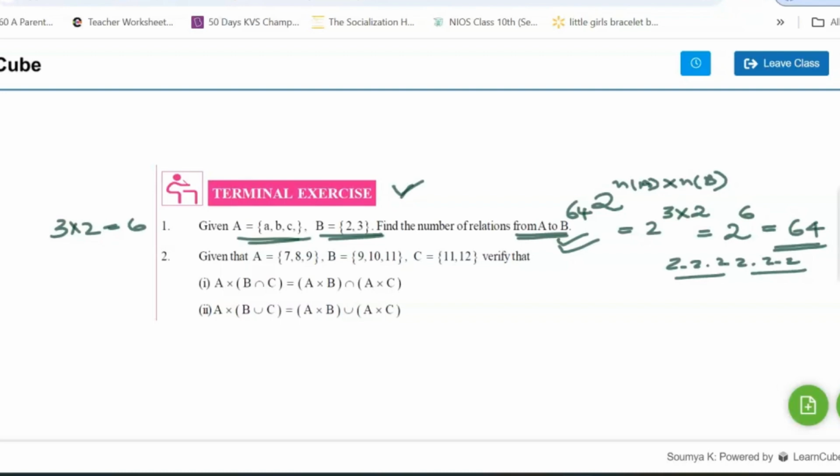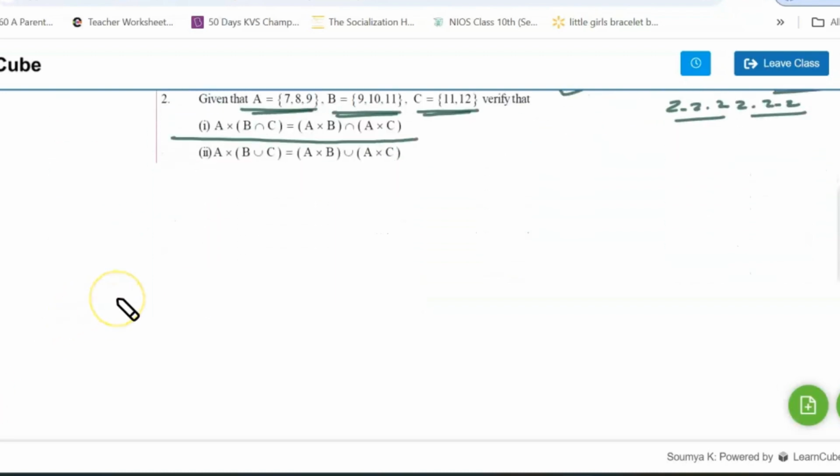Second question is given as a set A and B and C. Verify the first, that is LHS is given to you as a combination of Cartesian product and intersection. So let's take the example of left hand side, A cross B intersection C. Let's find out. So for that, find out what is B intersection C. If you do B intersection C, you can see 11 is the result. That is the only common thing in both the sets.